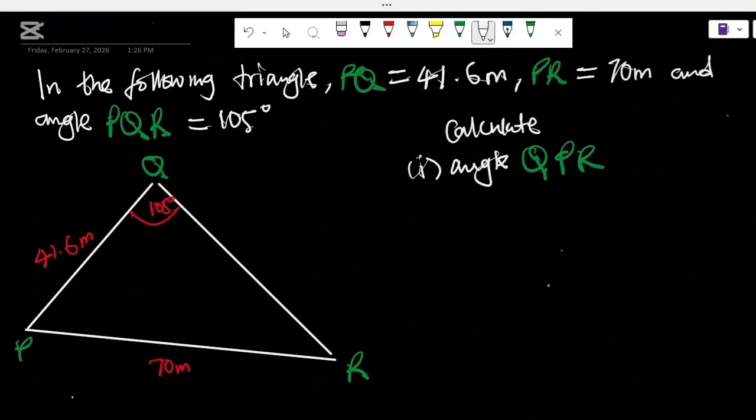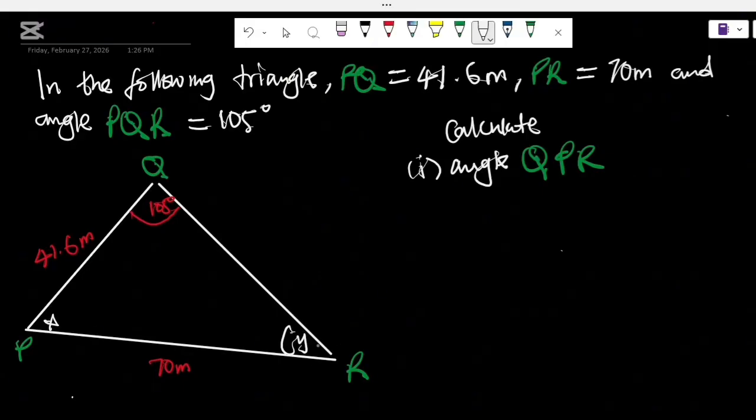In the following triangle, PQ is equal to 41.6 meters, PR is equal to 70 meters and angle PQR is equal to 105 degrees. Calculate the angle QPR, this particular angle here. So how do you deal with this particular problem? Now, the best way to find this particular angle is first to find this angle here. When we find this angle here and we have this angle here, it will be much easier for us to find the angle at P.